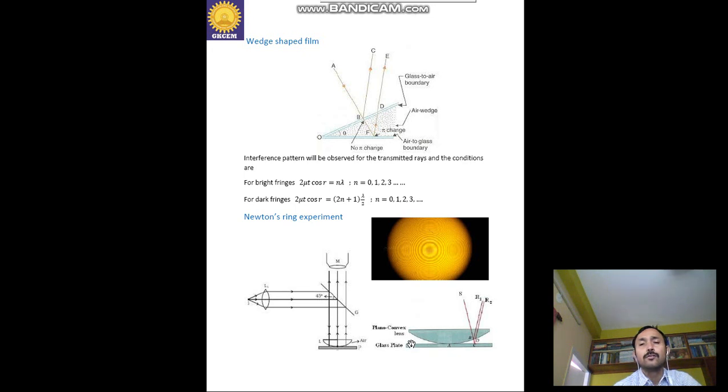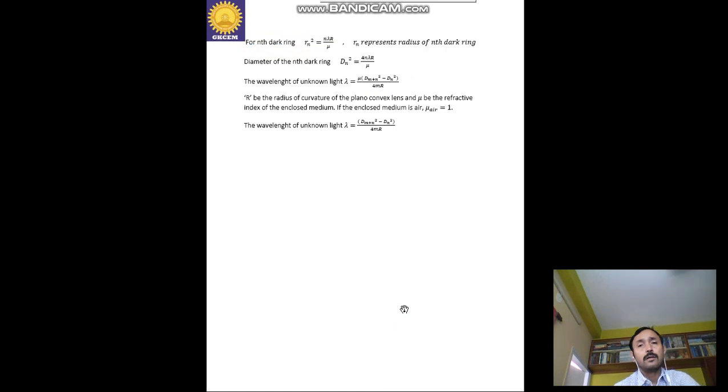If it is oil, then it will be the refractive index mu oil. If it is water, this will be mu water. But in our case, mu is equal to that of air. It may be oil, water, anything. So Rn square is equal to n lambda R by mu, where n is the order of the ring and mu is the refractive index of the enclosed medium. So the diameter of the nth ring becomes Dn square is equal to 4 n lambda R by mu.